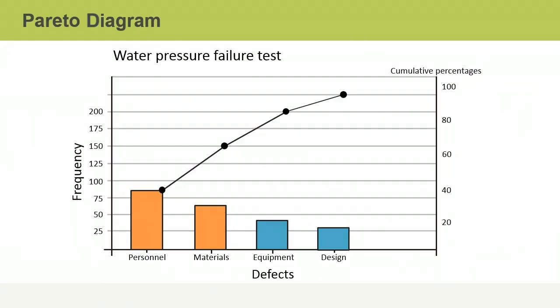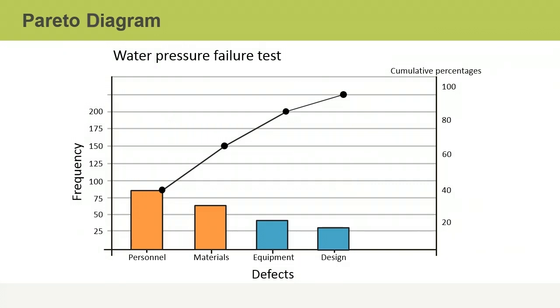There's also the Pareto diagram, named after its creator, Vilfredo Pareto. A Pareto diagram takes the histogram one step further by adding cumulative percentages. The causes are arranged by frequency so that you can easily see which causes are creating the greatest number of defects.